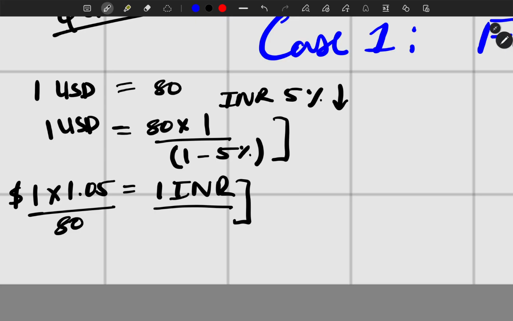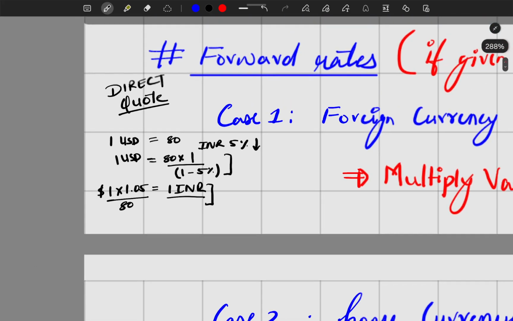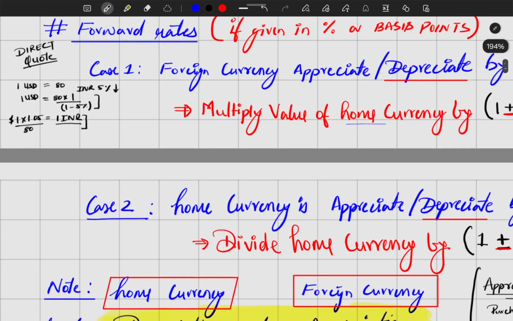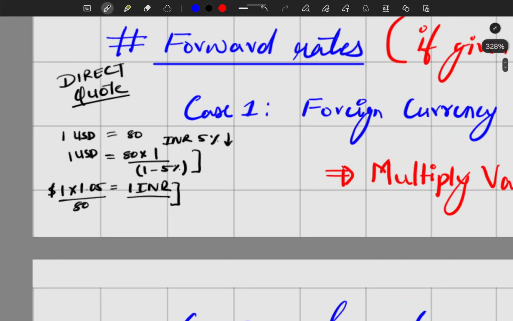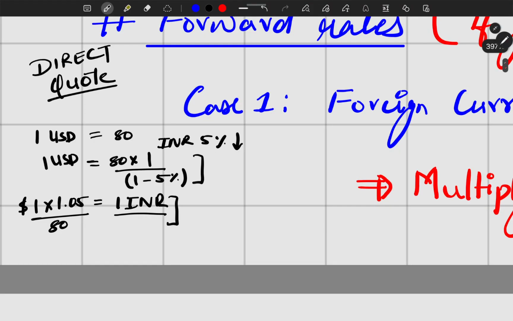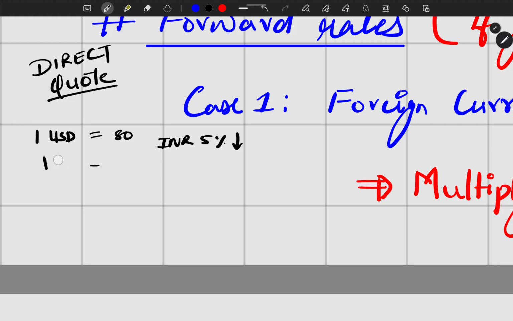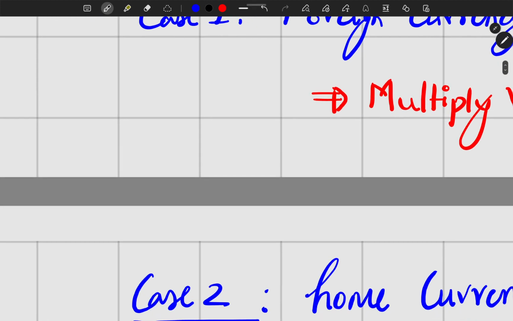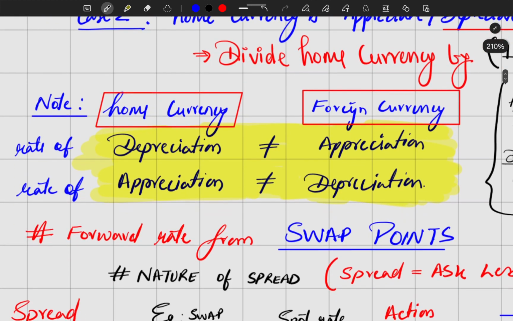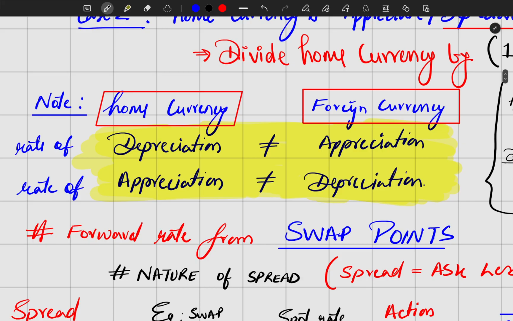You can write a note. It could be added, it could be subtracted, but ICI follows these rules, so it's better to use the rules. So the idea is, in a direct quote, if the foreign currency is appreciating or depreciating, you multiply the home currency by the following. And if it's the home currency which is appreciating or depreciating, you divide it. That's what you do. Remember that the appreciation of a home currency does not mean depreciation of the foreign currency and vice versa.